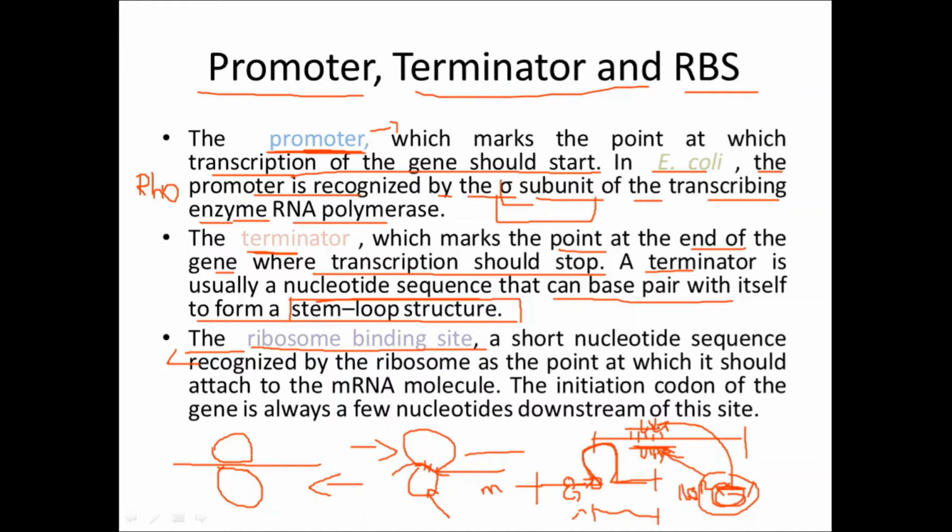So we ensure, before we insert the gene, that the part of the gene must contain the Shine-Dalgarno sequence. Then only the gene is expressed at the maximum level. Optimization of the gene expression.